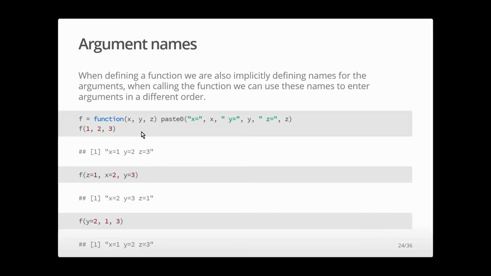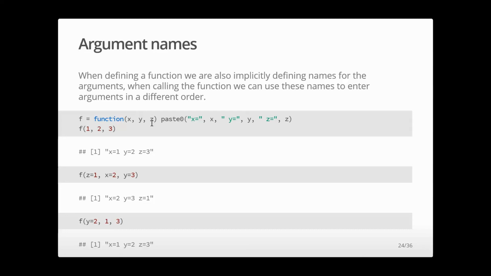When we define a function, we're implicitly defining names for the arguments. So when you say function of x, y, and z, your arguments are named x, y, and z, and this is also the default order that we're expecting them to be in. So when you say give me the function of 1, 2, and 3, it matches them up and says x is 1, y is 2, and z is 3. That's what it does.